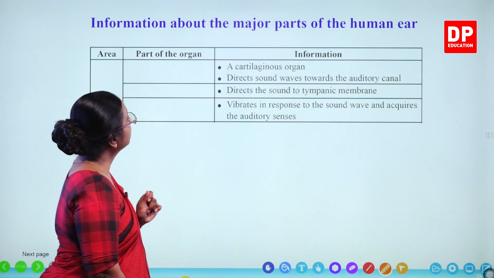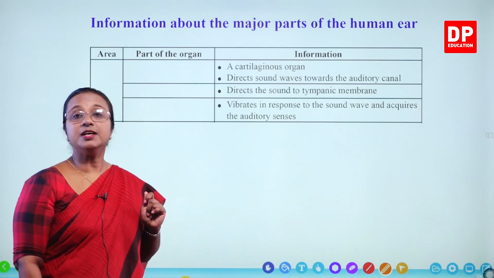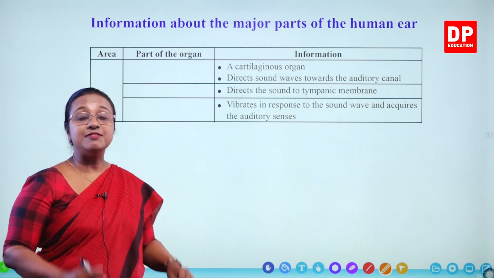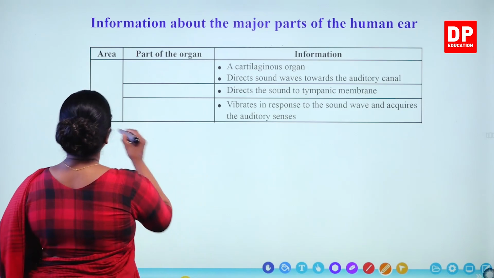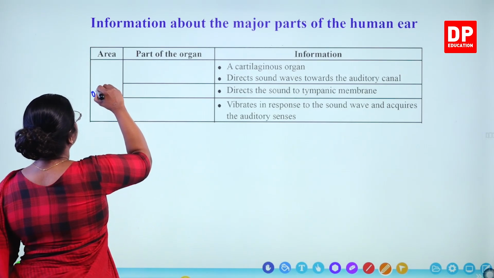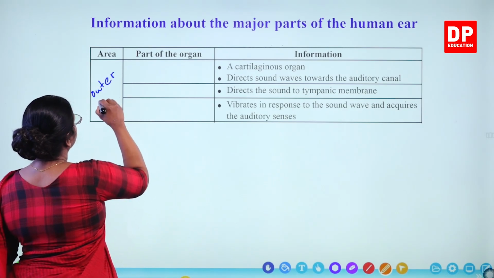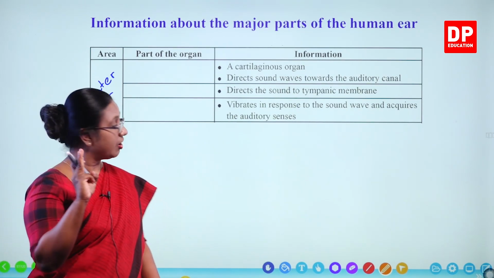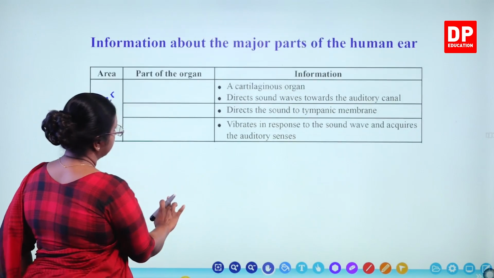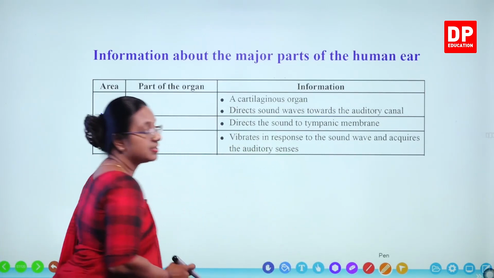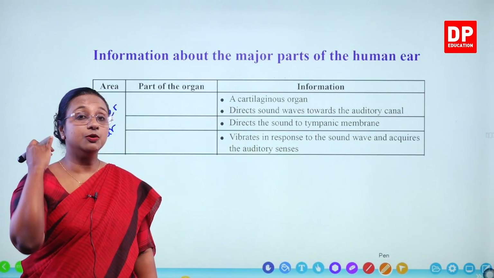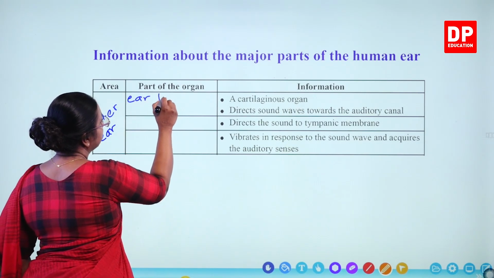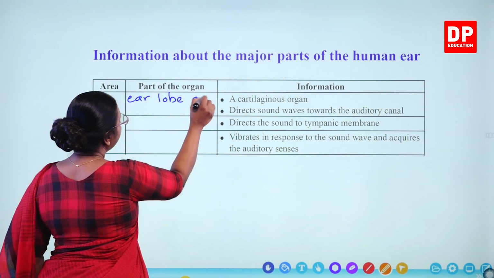So information about the major parts of the human ear are given to you as a table. In that, first we have the outer ear. In the outer ear, you can remember I told you all there are 3 parts, students. What are those 3 parts? First one is the ear lobe or the pinna. So here this is going to be the ear lobe or pinna.